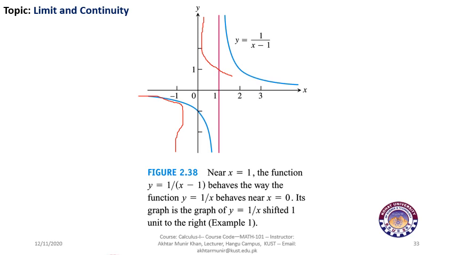Note that here x equals 1 is the vertical asymptote, because the limit as x approaches a of f is plus infinity, which is the definition of the vertical asymptote. So the line x equals a, where here a is 1, is the vertical asymptote of this function.